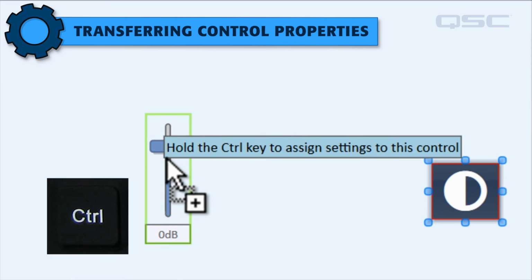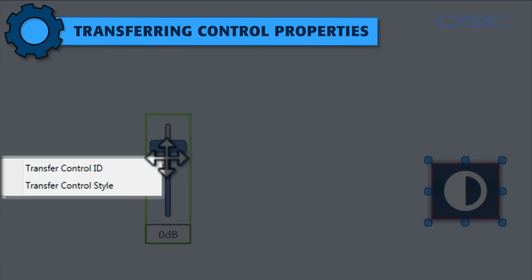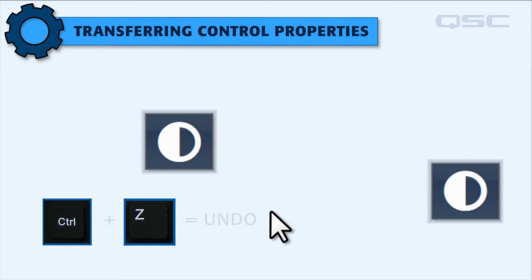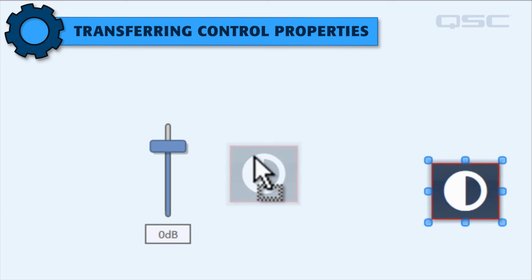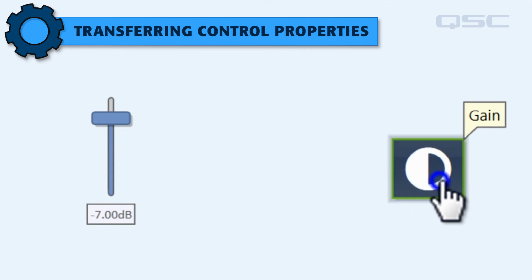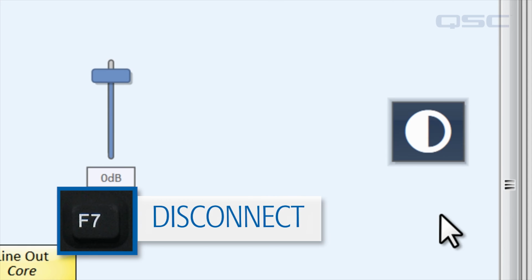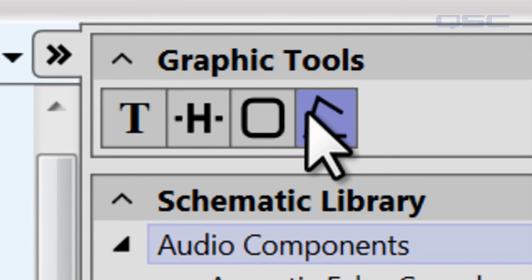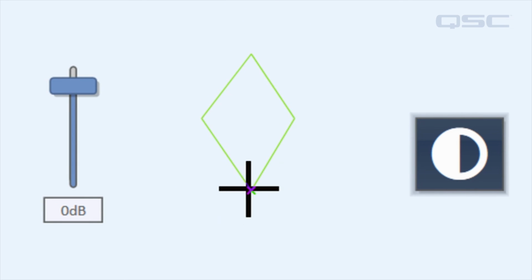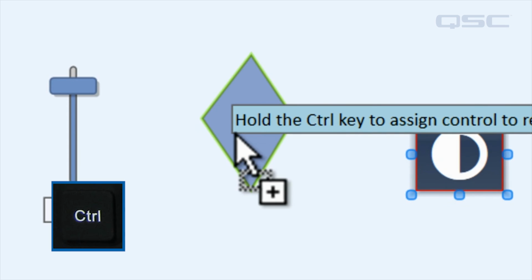I'll hold control and release the mouse, and can then choose if I want to transfer the first control's style or ID. Choosing style will make the second control look exactly like the first one without affecting what the control actually does, while transferring ID will not change the second control's appearance, but instead link it to the first control. You can also use this method to create custom-shaped buttons using the polygon tool. Select the polygon tool in the graphic tools, create a shape, and then transfer a button's ID to that shape.